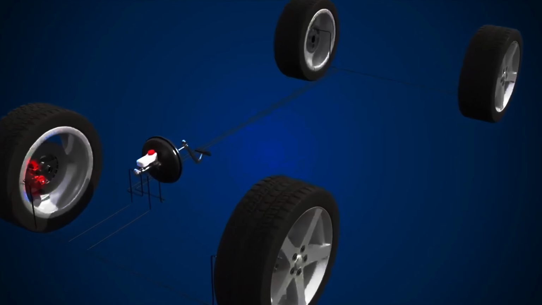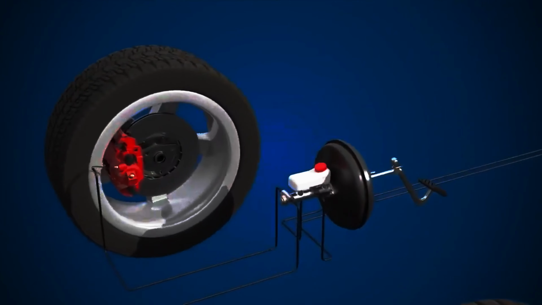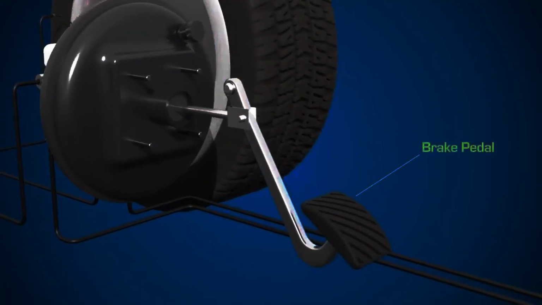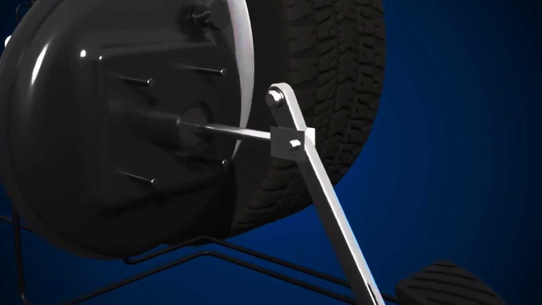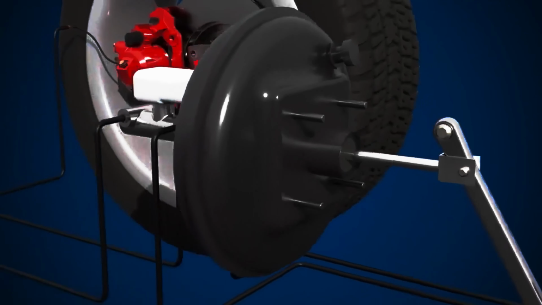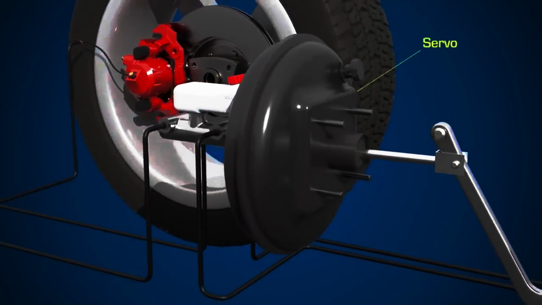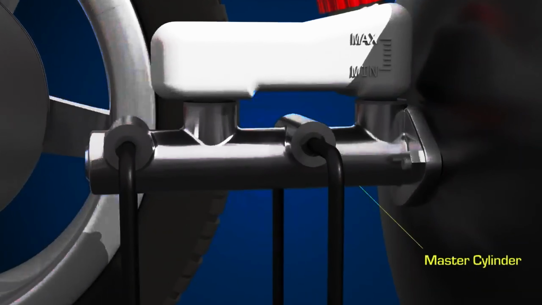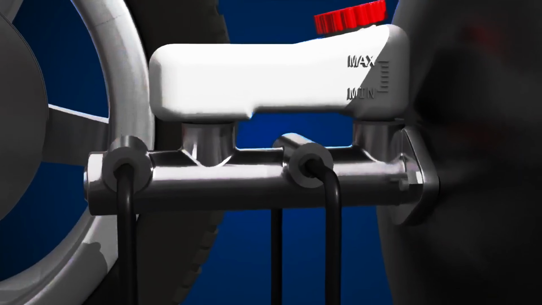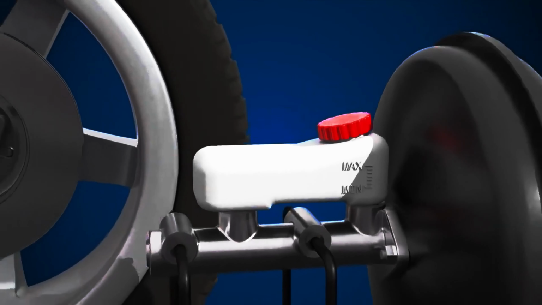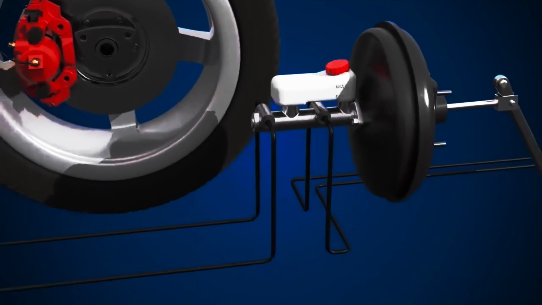Let's take a look at the components that make up a typical hydraulic braking system. We have the brake pedal, the push rod, the servo, the master cylinder, the reservoir, and hydraulic lines.